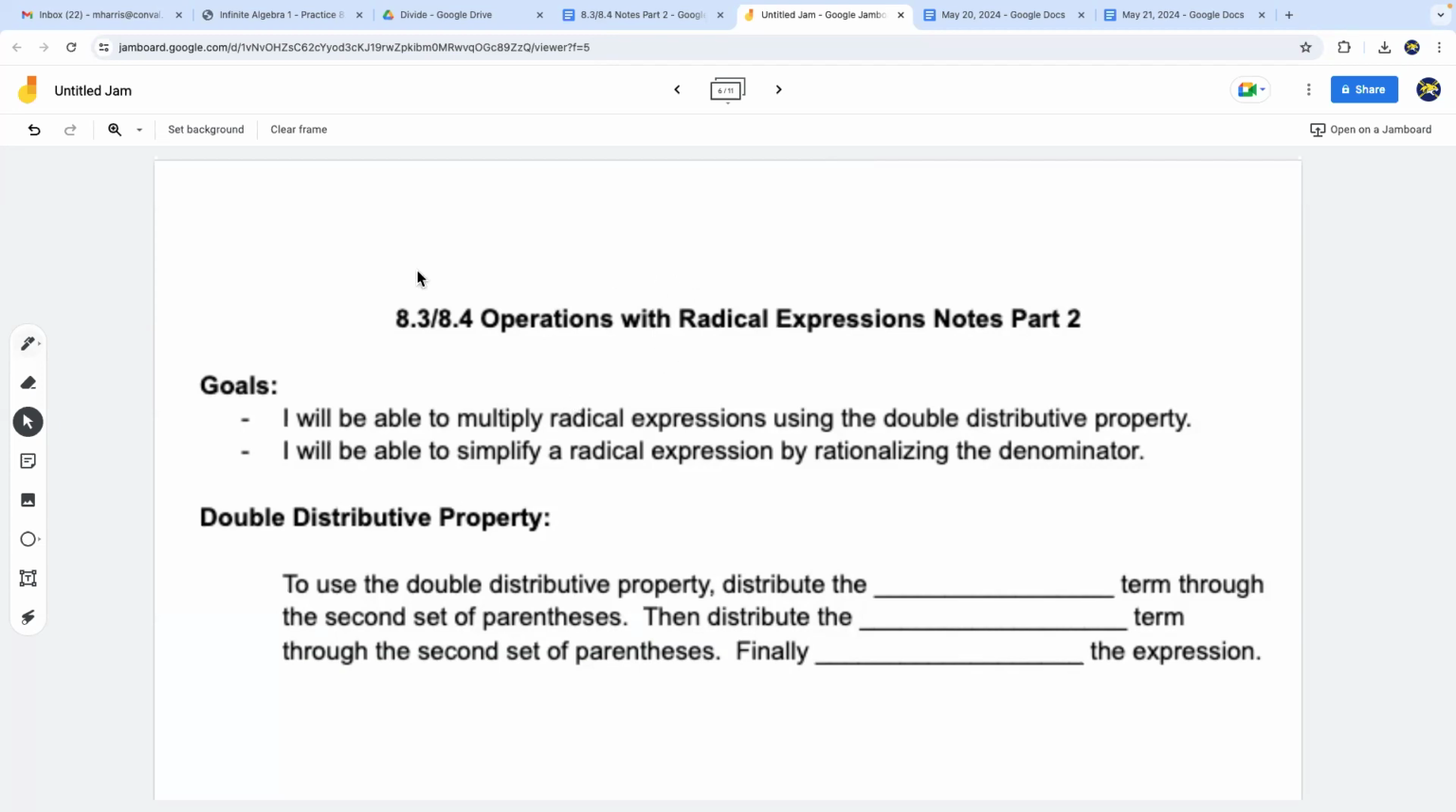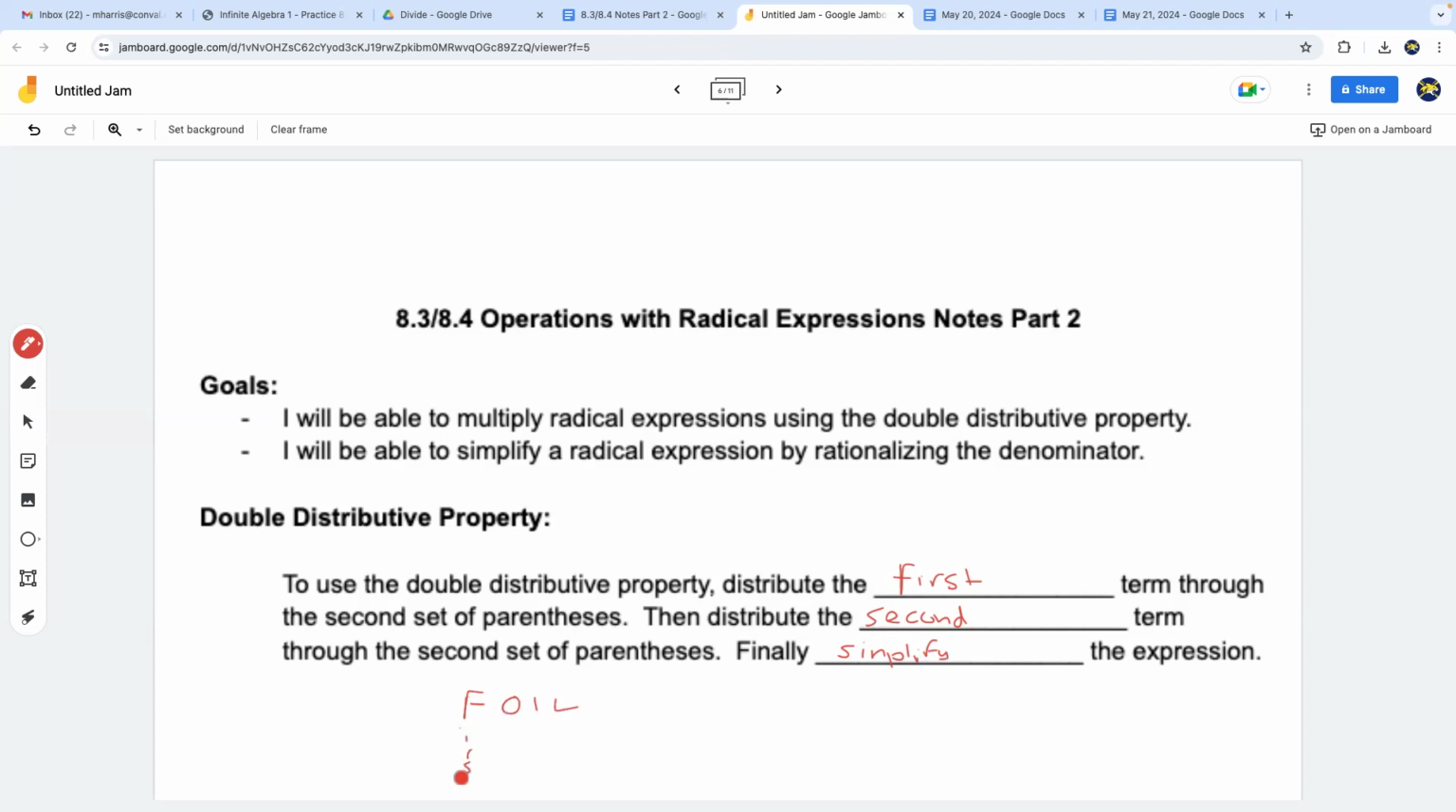Okay. So to use the double distributive property, you distribute the first term through the second set of parentheses, then the second term through the second set of parentheses, and then finally you simplify the expression. And you may have heard me say FOIL. So FOIL is also another term for double distribution.